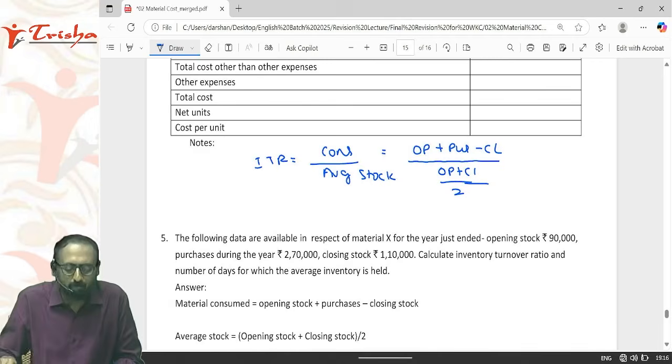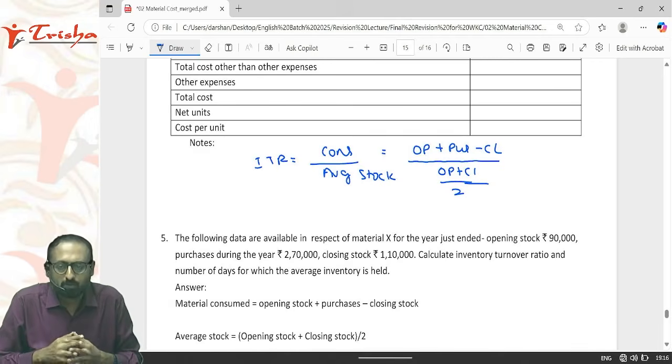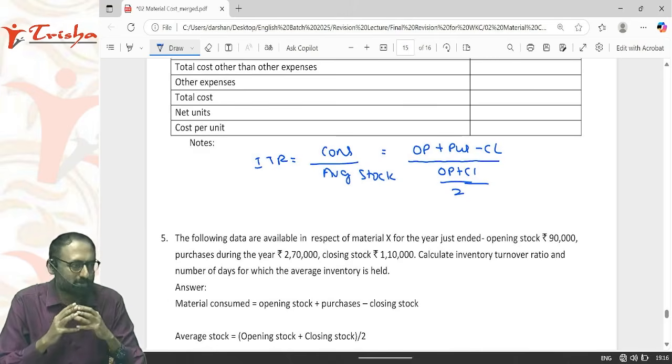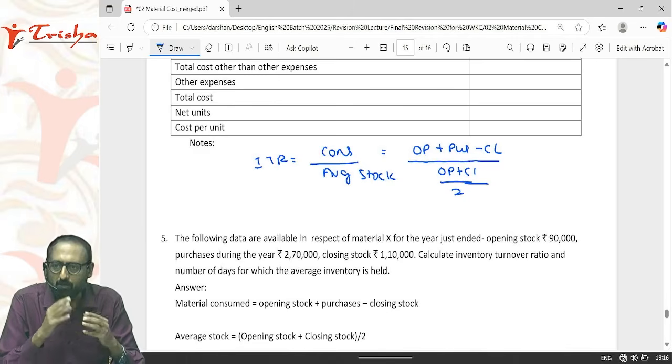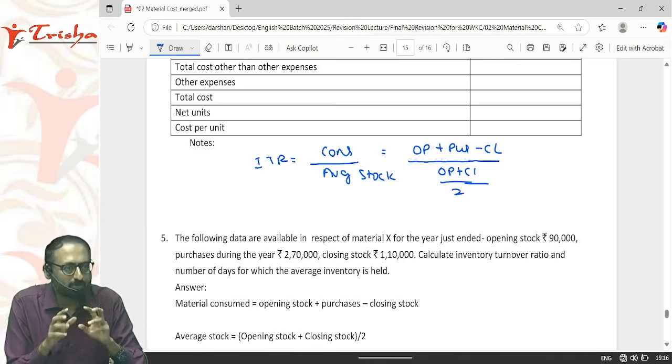So tell me, what is the formula for inventory turnover ratio? Consumption divided by average stock. How to calculate consumption? Opening stock plus purchases minus closing stock is equal to consumption, and average stock is opening plus closing divided by 2.